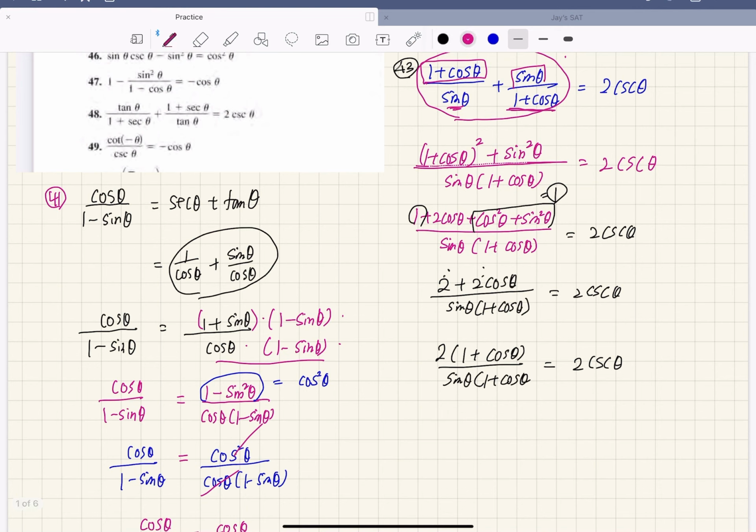Now you can cancel out common factors, 1 plus cosine theta in numerator, 1 plus cosine theta in denominator. So on the left side, 2 over sine theta is left. Right side is 2 cosecant theta. Finally, you can change 1 over sine theta to cosecant theta based on the reciprocal identity. So it's going to be 2 cosecant theta, which is equal to 2 cosecant theta.